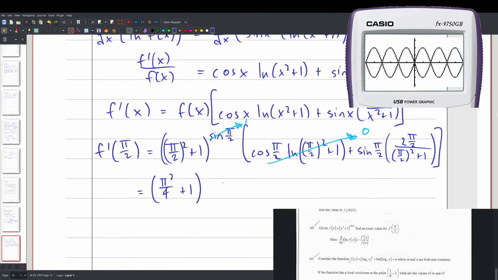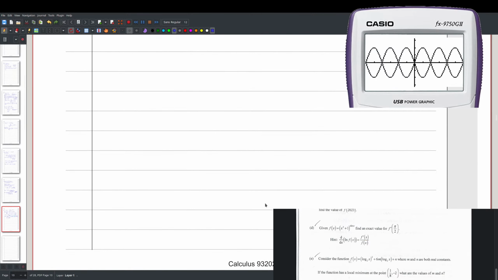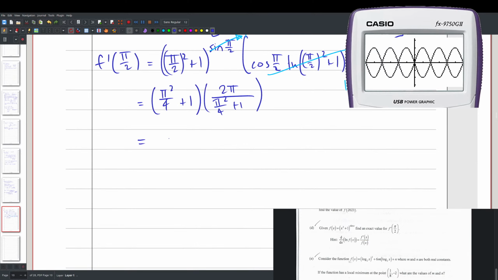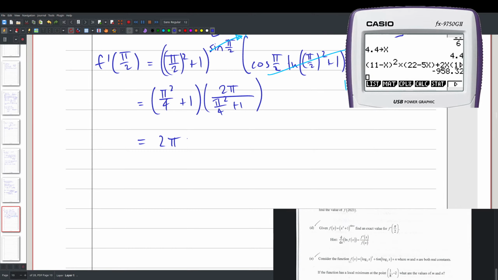And that becomes, and this is also 1, right? This is also 1. That becomes that times 2 pi, pi squared on 4 minus 1 plus 1. Alright, that's done. Oh, wait, I should probably just cancel top and bottom, 2 pi. There we go. You can check with the calculator.